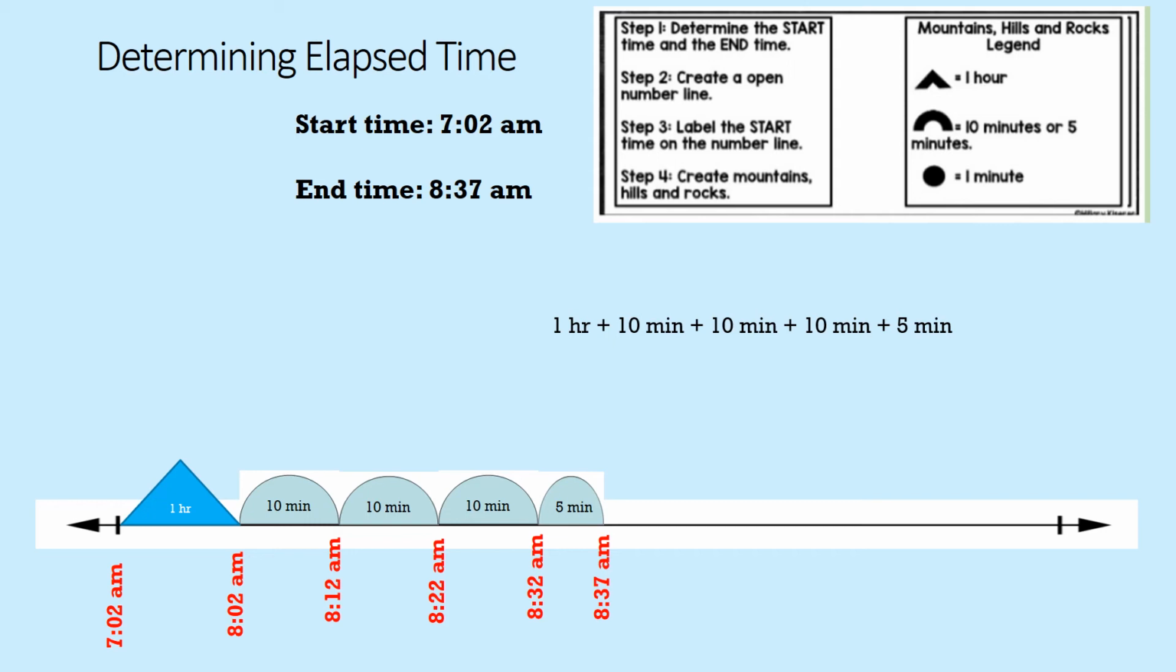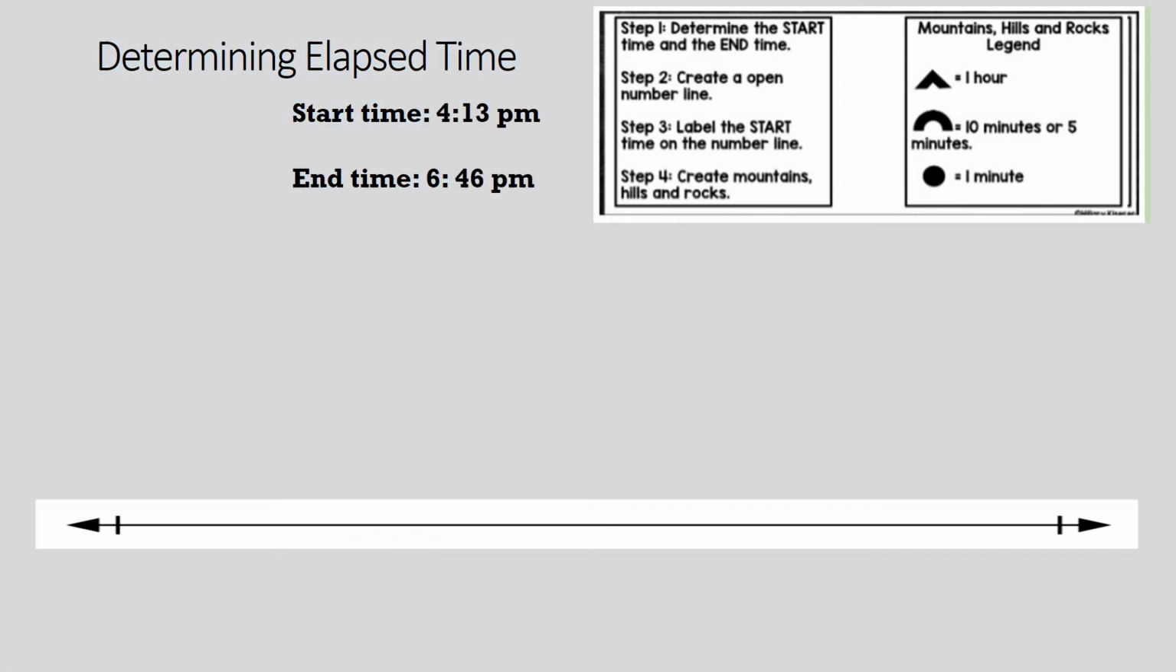So we have our hour first, and then we need to add up our minutes. So 10, 20, 30, 35. 1 hour, 35 minutes. Our last elapsed time for today's review. First off, start with your start time, 4:13 p.m. and start with mountains if we can.